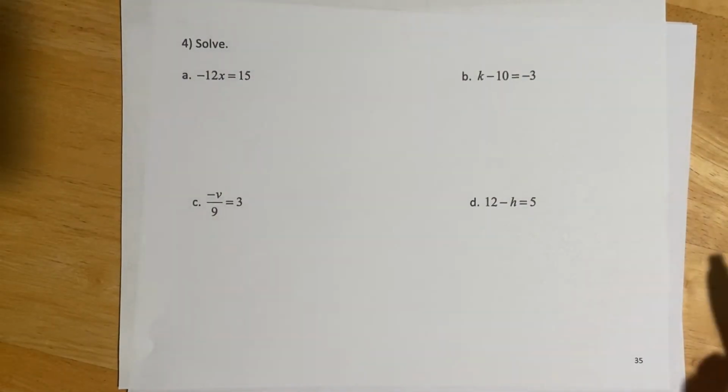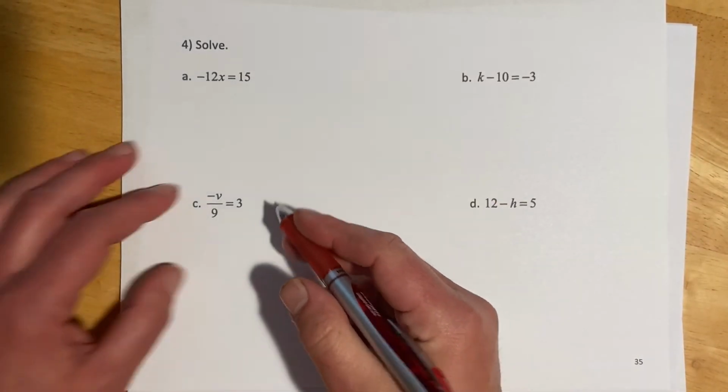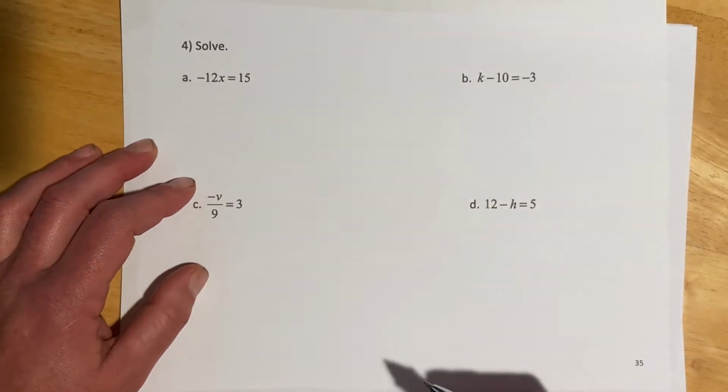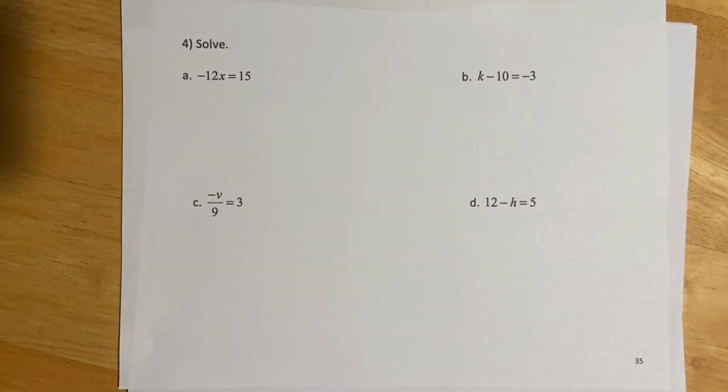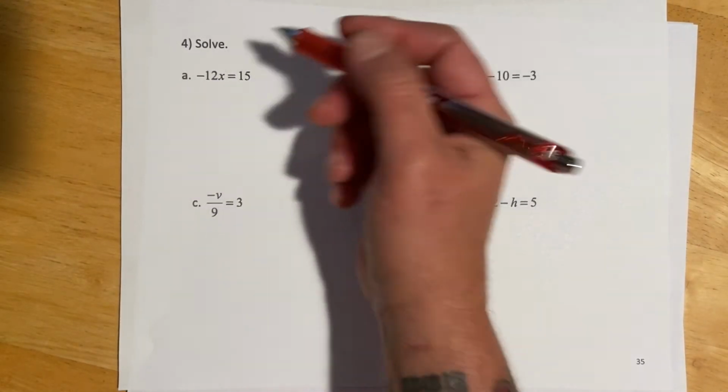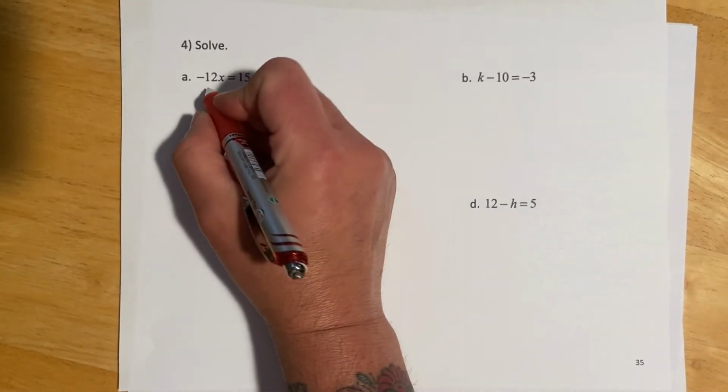Number 4, so this is just doing those inverse operations that we saw a couple of sections ago, but now with signed numbers. So negative 12x equals 15. Remember, multiplication and division are inverses, so those are going to undo each other. When we multiply and divide with signed numbers, we want to use numbers with the same sign.